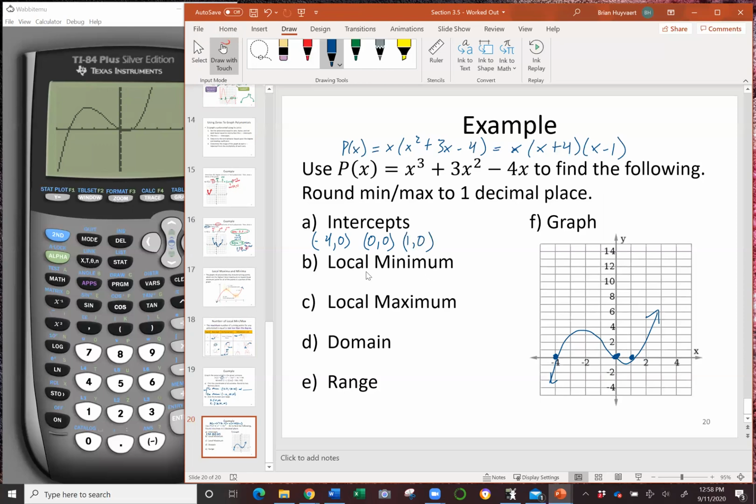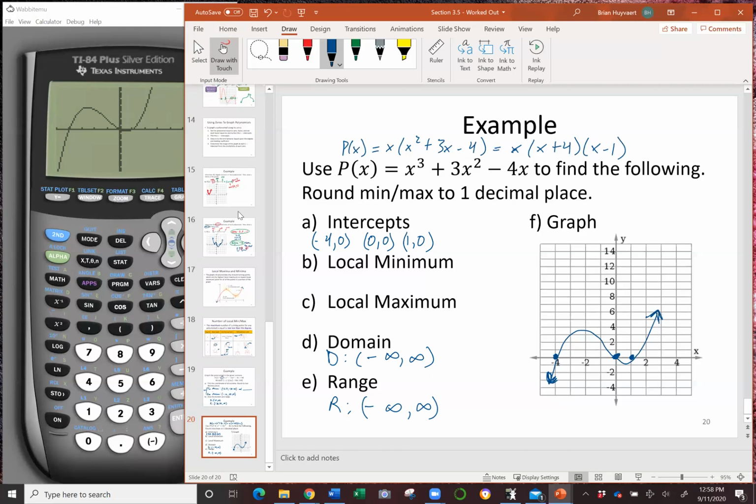Our local min and local max, of course, we can use our calculator again for those. But before we do that, let's just do our domain and range while we're here. So our domain is going to be all real numbers, right, as it is for all polynomials. The range, because we have an odd degree, the range is going to be everything, right? As we go to the left, we go down. As we go to the right, we go up. So we're going to be able to hit every value possible.